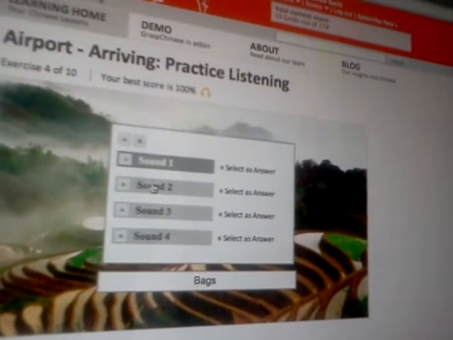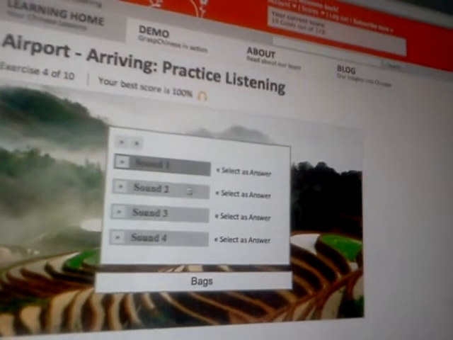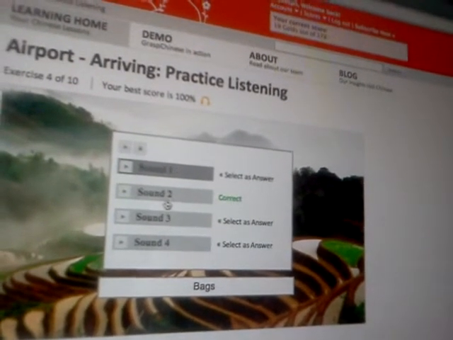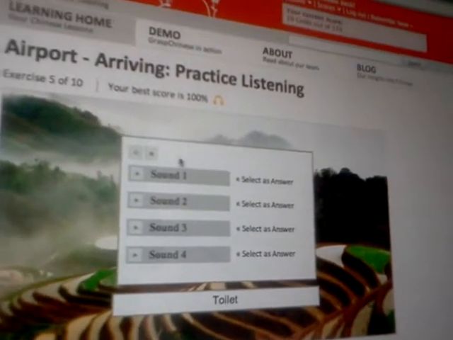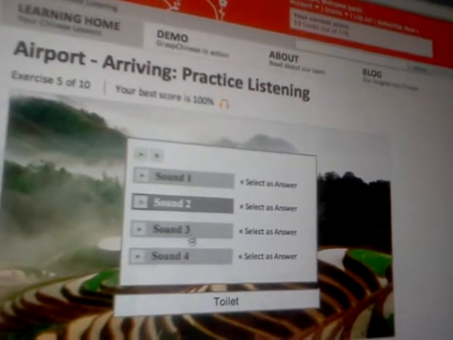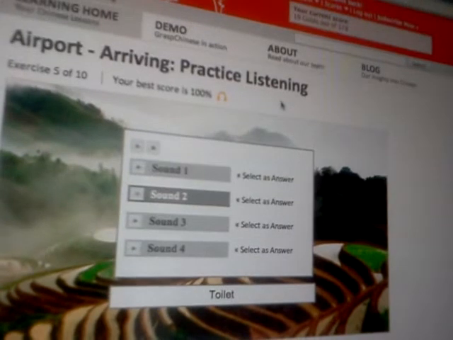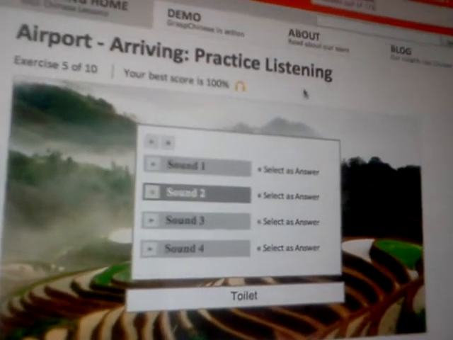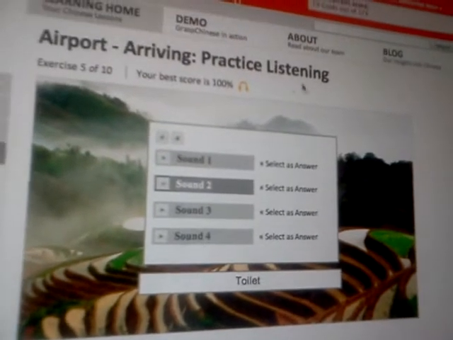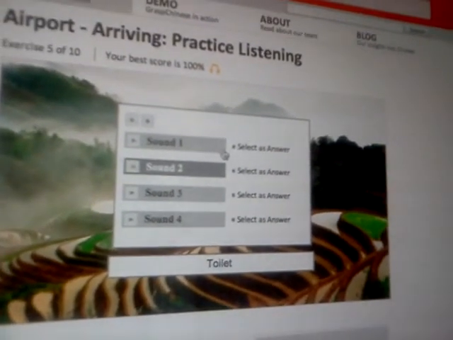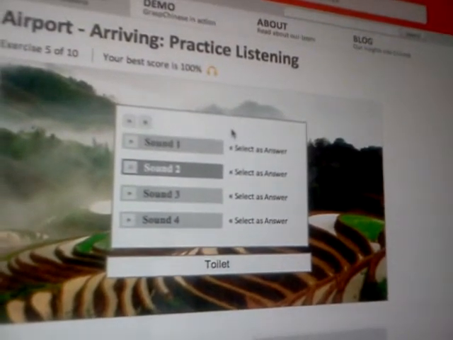Yeah, so sound 2 I believe was bao. Bao. Okay, so that's that. Okay, correct. Good. Good for me. This video's right. I thought it would. Okay, so toilet. You know, I guess that's a good word to learn if you're in China, especially if you're at the airport, because if you're in a long flight, you likely need to use it. Toilet is 厕所, I believe.